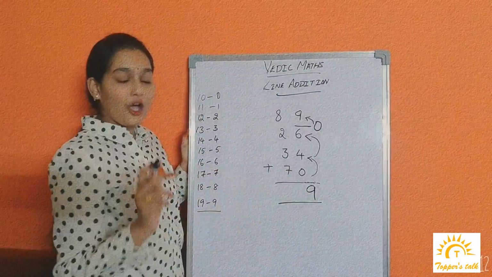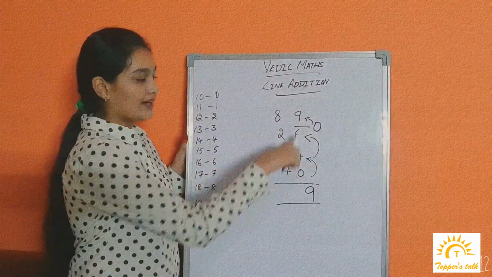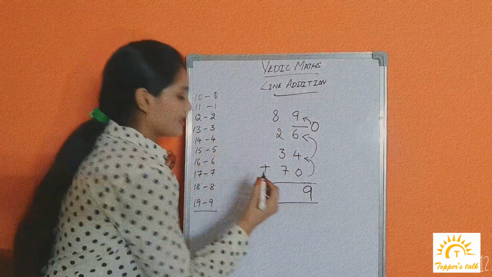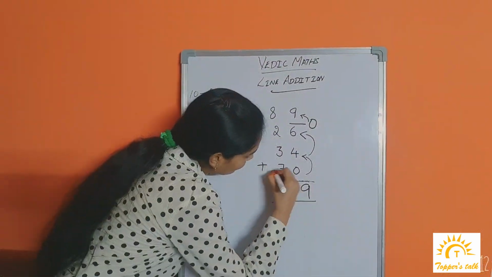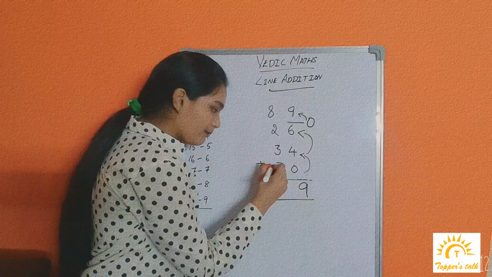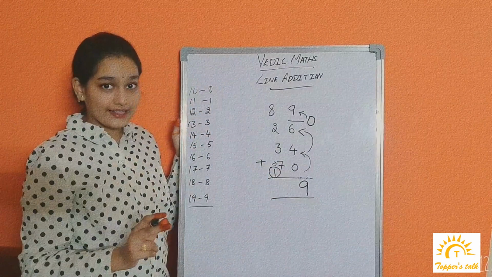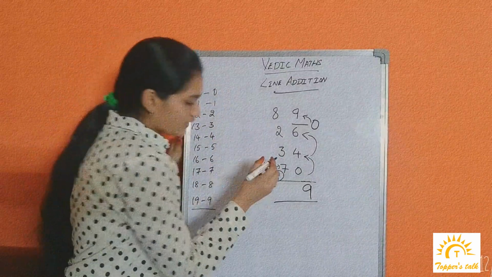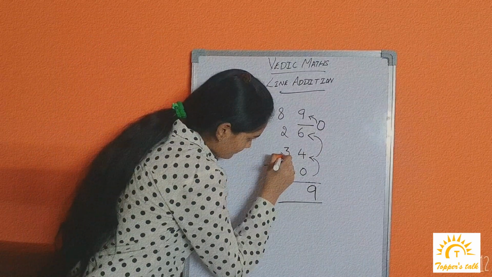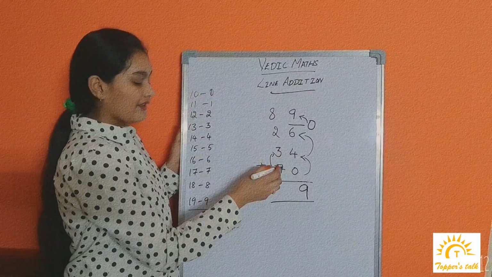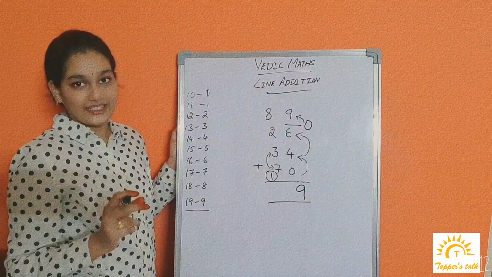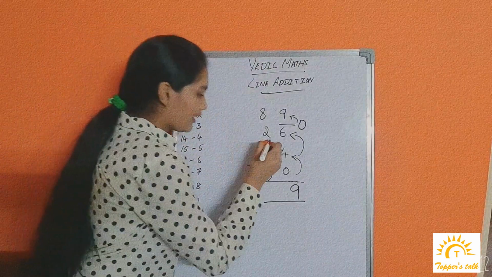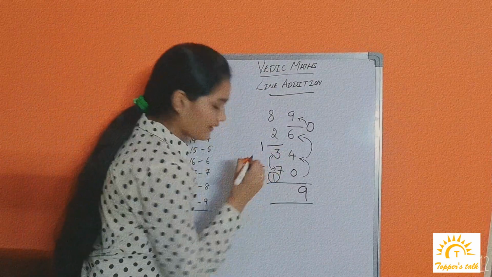Now we count how many lines we drew in the ones place. We drew only one line. So we should write that one here. Now 1 plus 7 is 8 and 8 is less than 10. So we have to add 3 to it. 1 plus 7 plus 3 is 11 and 11 minus 10 is 1. So we have to draw a line and write 1.